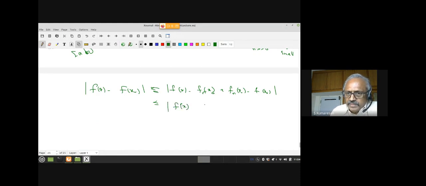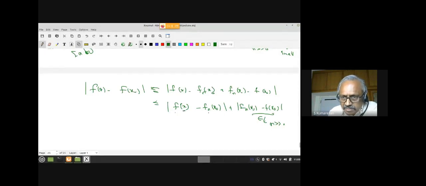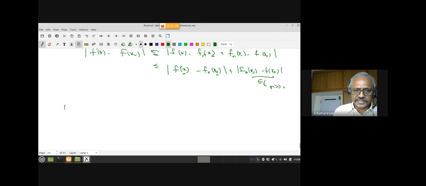See, this is f(x) - fn(x0) + fn(x0) - f(x0), right? So if n is very large, I know I can make this less than epsilon by 2. But then here there is something nonsense. You see that this is f(x), whereas this is fn(x0). I do not know how to compare f(x) and fn(x0). How many of you understand this? So there is a problem. So this one I again have to write it. I should estimate. Okay, let us take a digression.